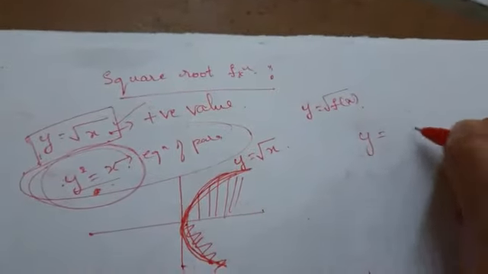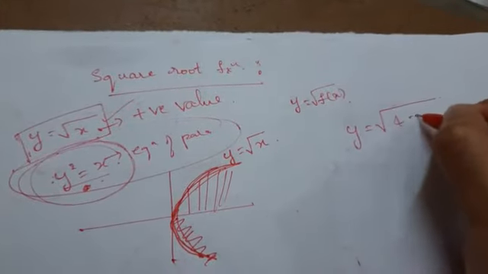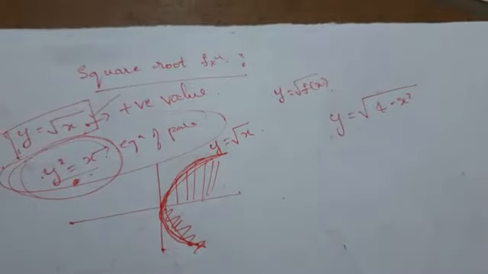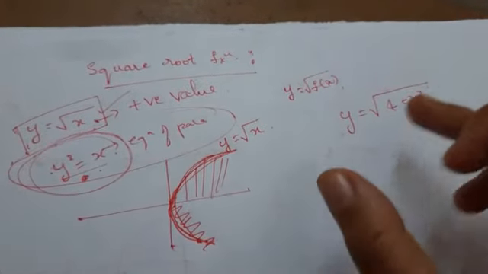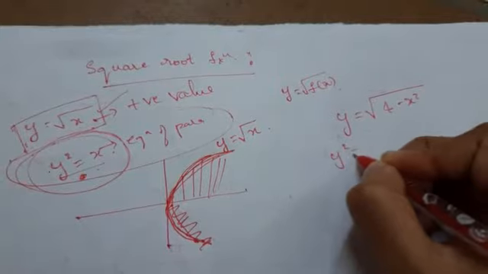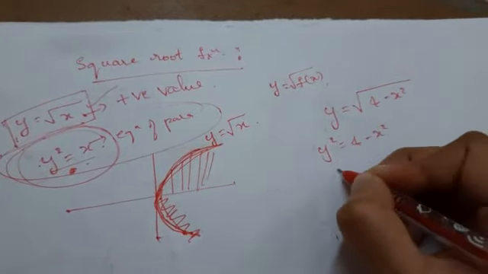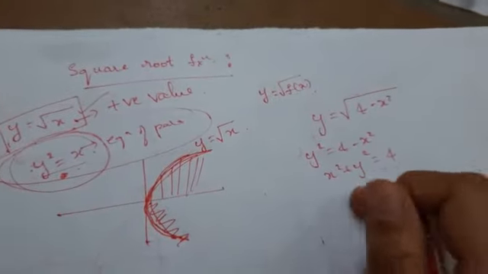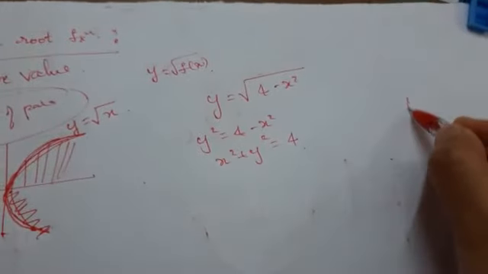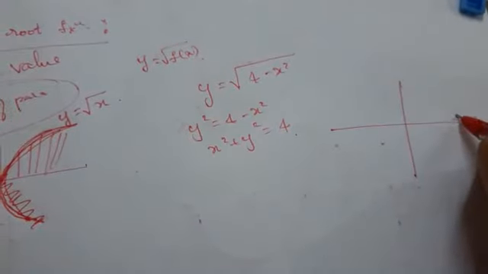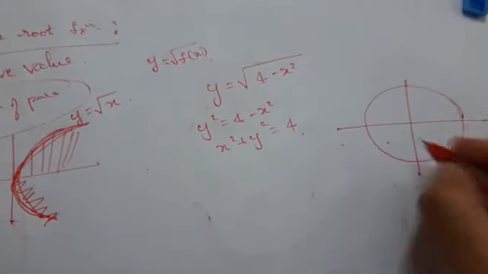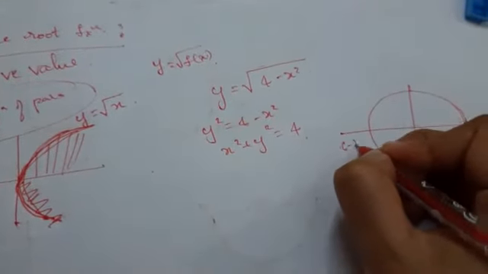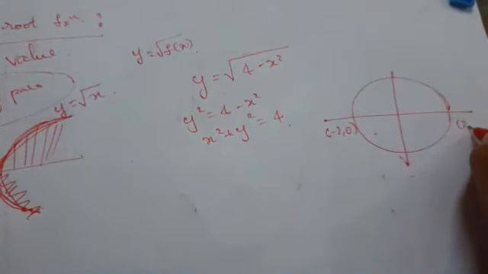Suppose it is of the form y is equal to square root of 4 minus x square. How are we going to deal with it? To sketch the graph of this curve, how are we going to do this? y square is equal to 4 minus x square, so it becomes x square plus y square is equal to 4. So this is what? This is an equation of the circle, whose center is at the origin and radius is equal to 2. So this is minus 2 comma 0 and this is 2 comma 0.